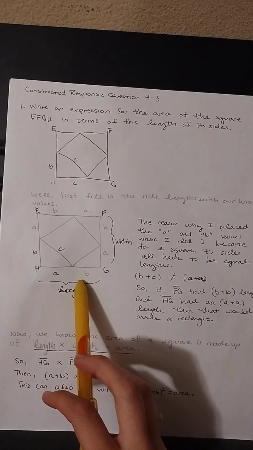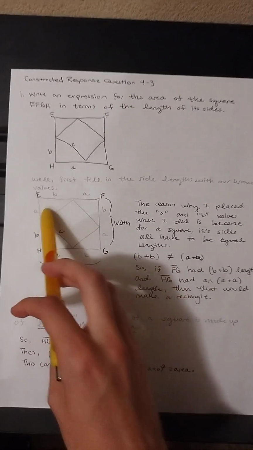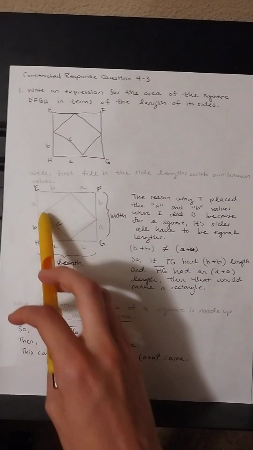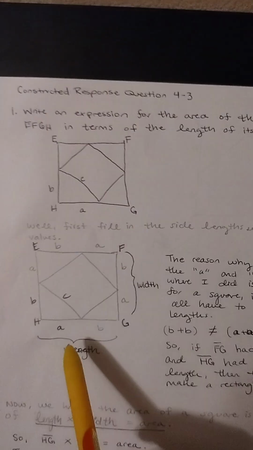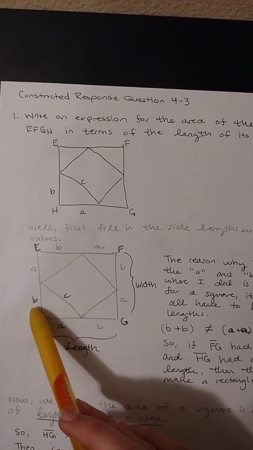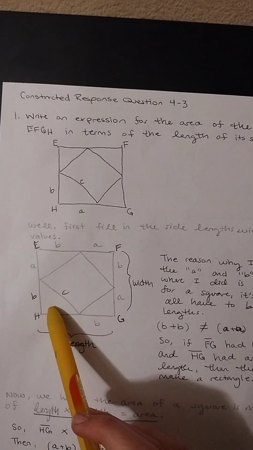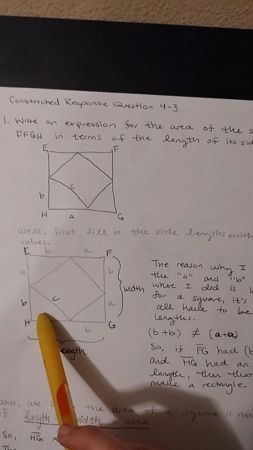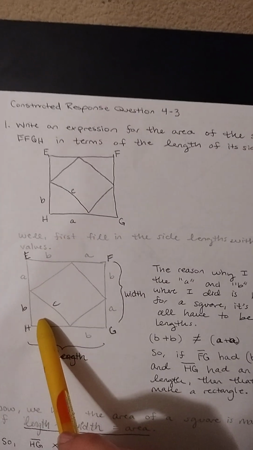So, first we're going to fill in what we don't know in order to find the area of this square outside. So we don't need to mess with the middle for this part. So I know that B and A are the lengths of this right triangle. And since it's a square, I know that all the side lengths have to be equal.